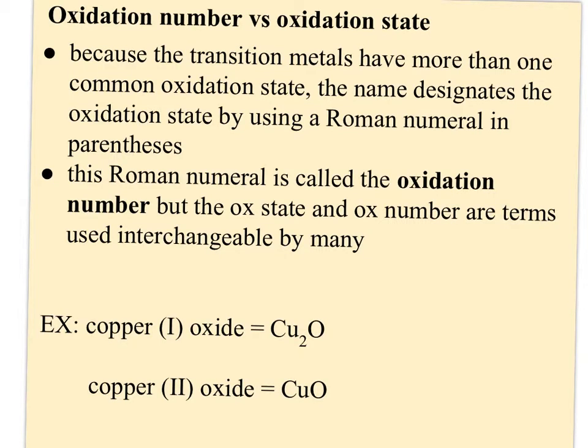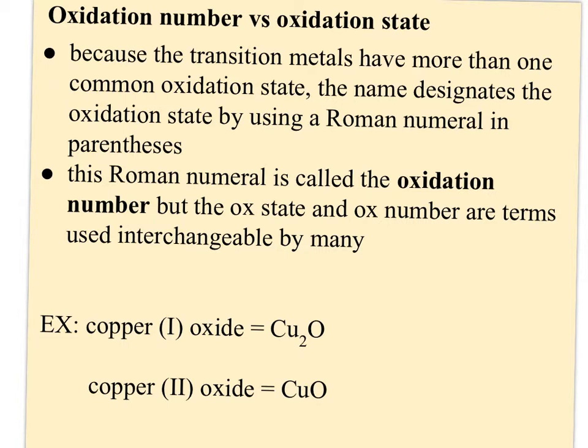Last thing to mention is oxidation number versus oxidation state. It's a very technical difference between these two terms. But because transition metals have more than one common oxidation state, the name, when you read like copper(I) oxide, they will give a Roman numeral in parentheses to show what the oxidation state is.